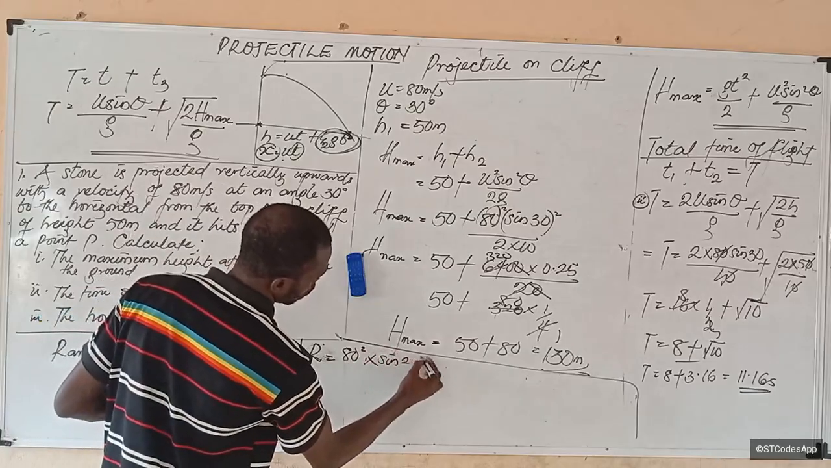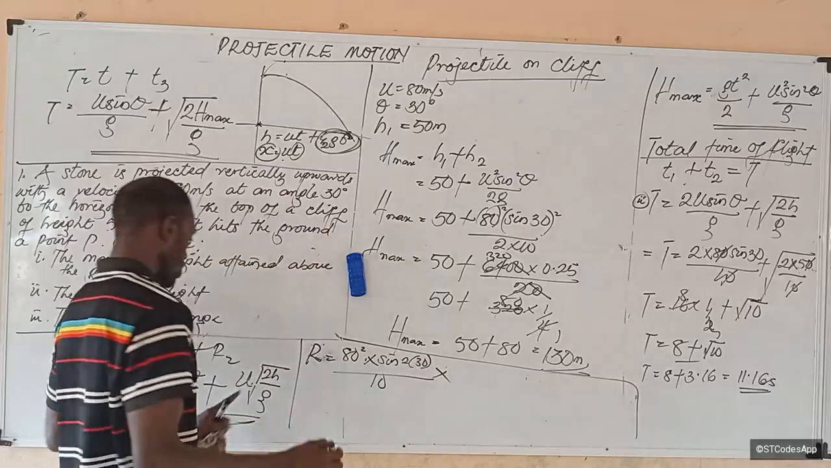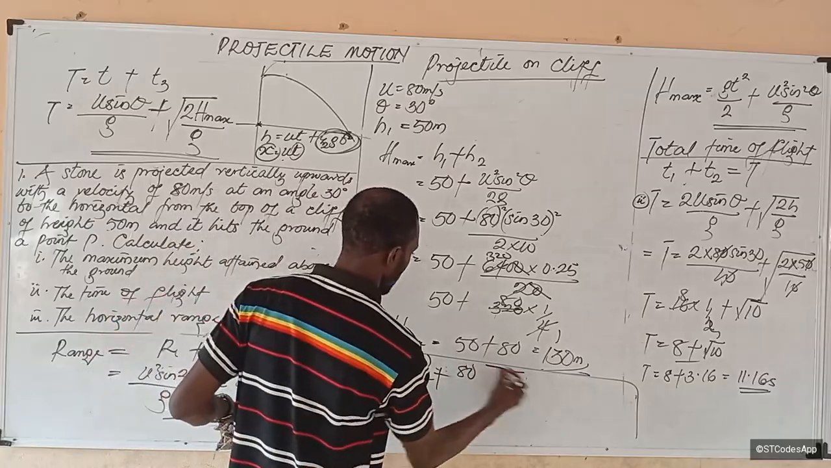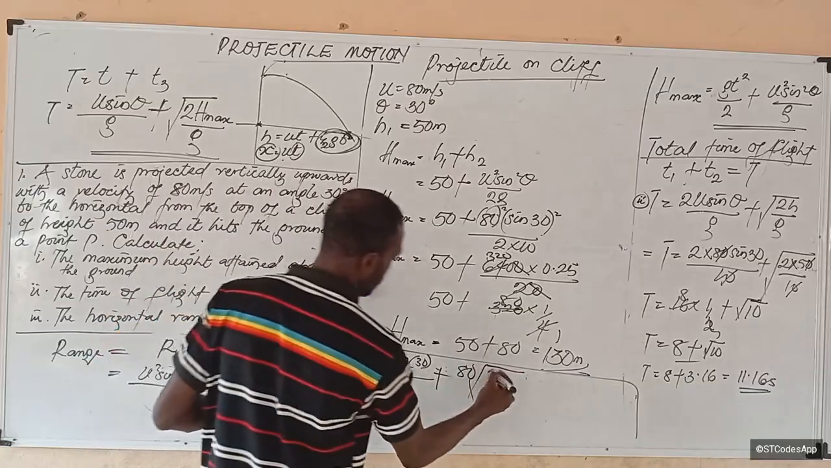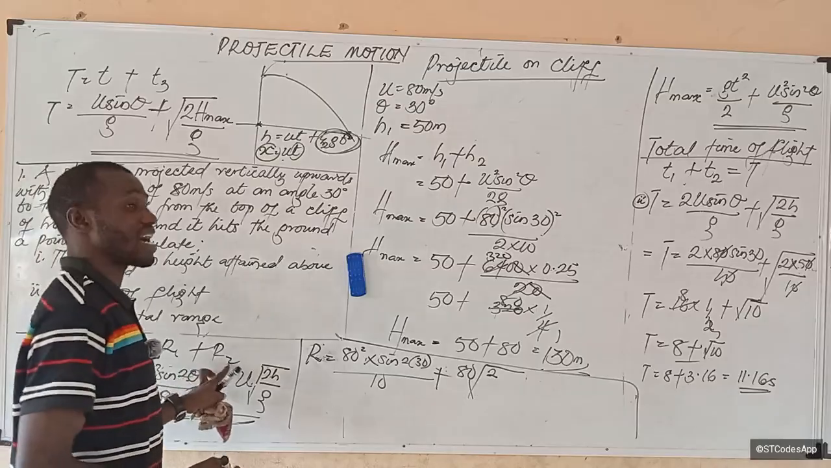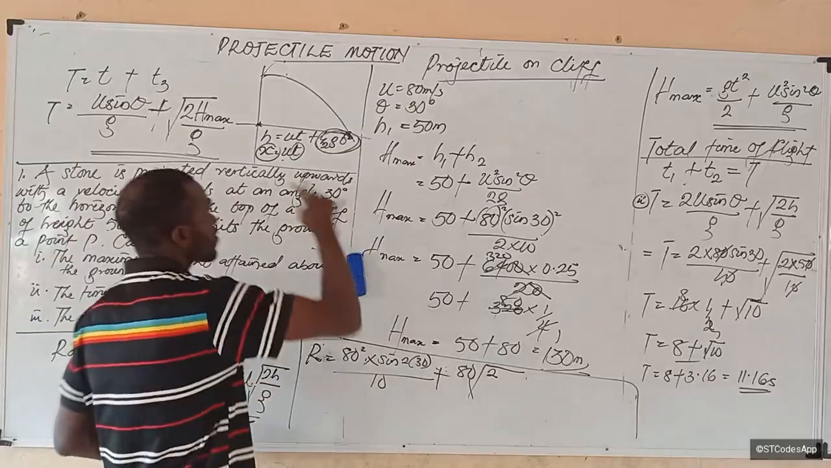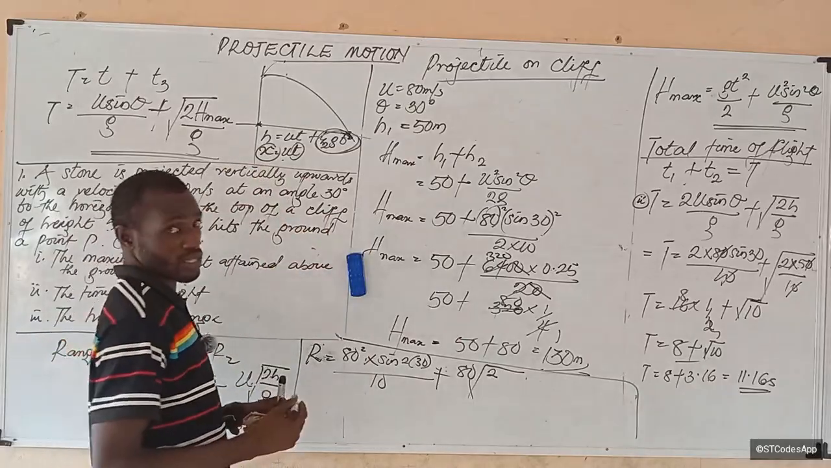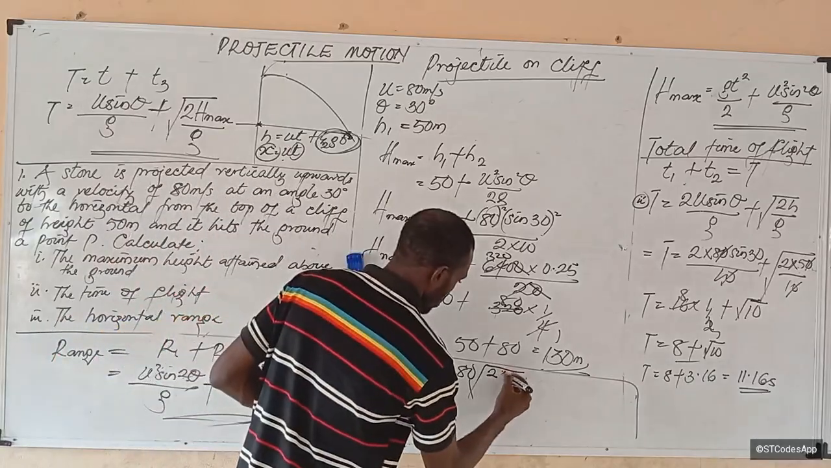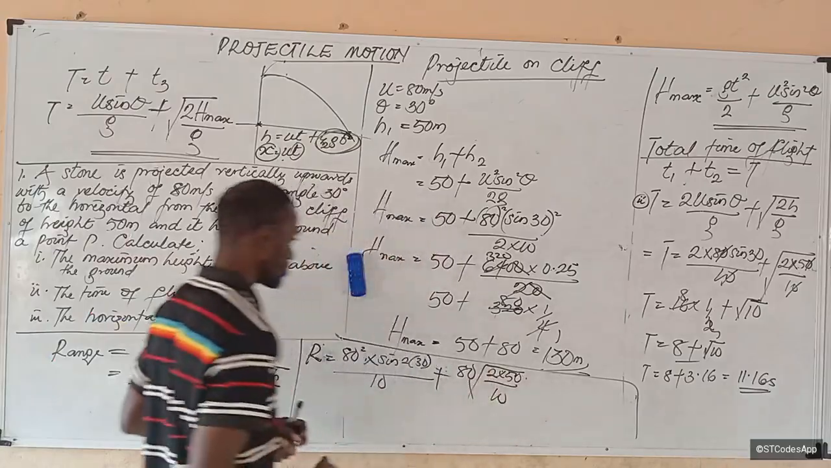Sine of 2 times 30 over G, 10, plus U, which is 80 again, times root 2 times H. What is the H here? What is range 2? It is from the height. So this H is the height of the mountain. H max is different from H. So when it's H, it's always the height of the mountain for these formulas. Is it clear? So H times 50 over 10.